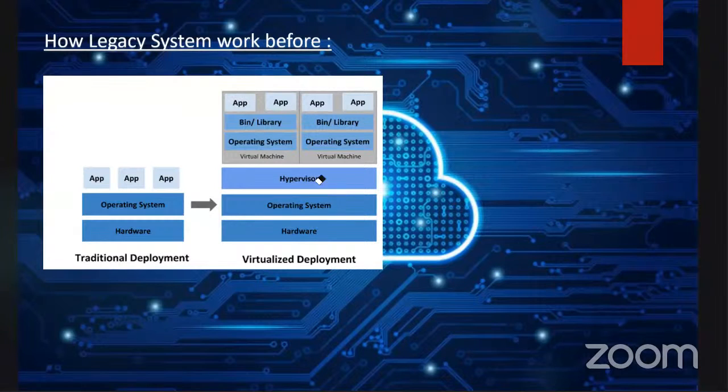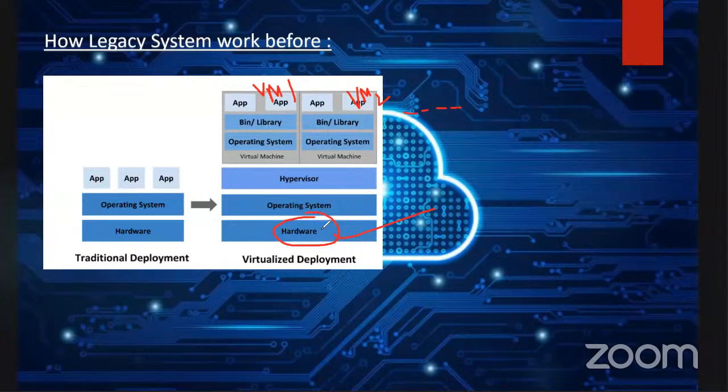On top of this hypervisor, I am running VM1, VM2, and so many more I can run. The concept is how many VMs you can run as per your requirement. I have my VM1, I have my VM2. The same way you can run a lot of VMs based on the underlying hardware capacity.